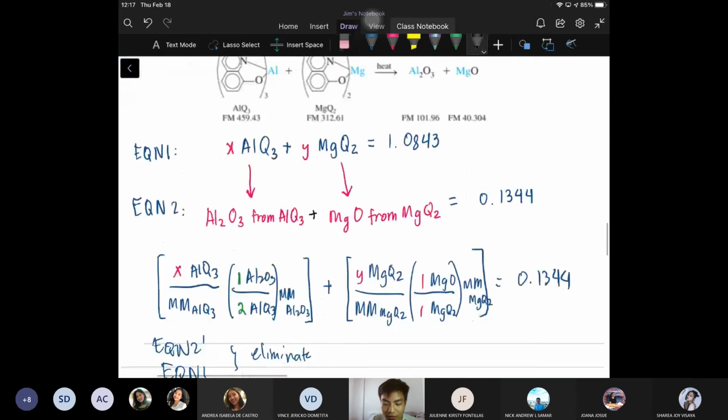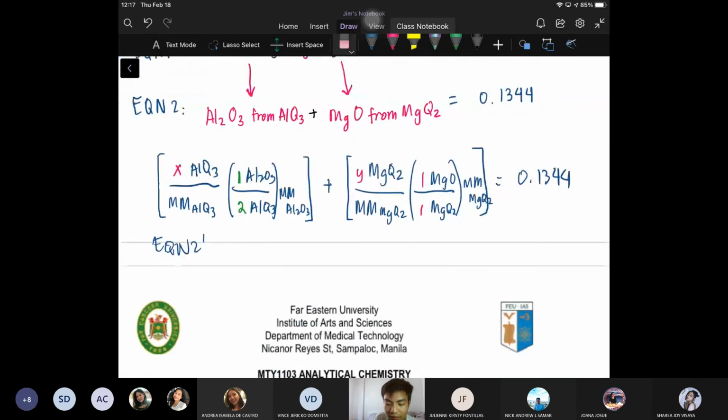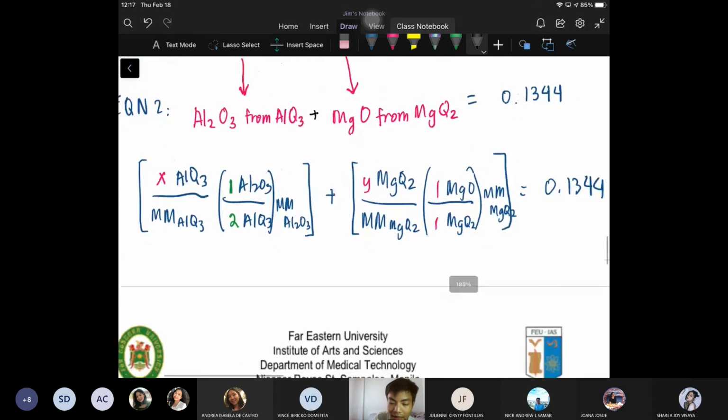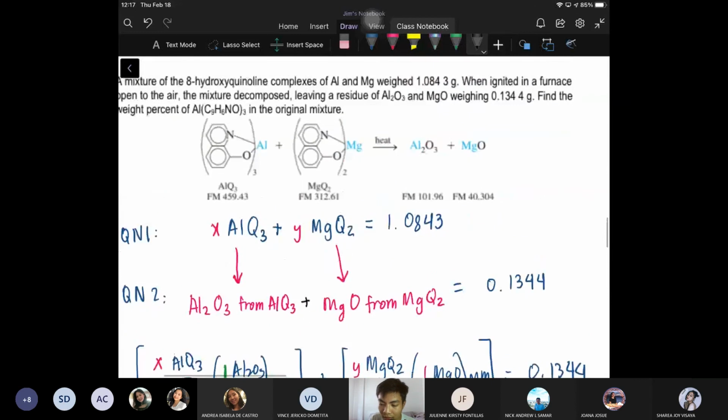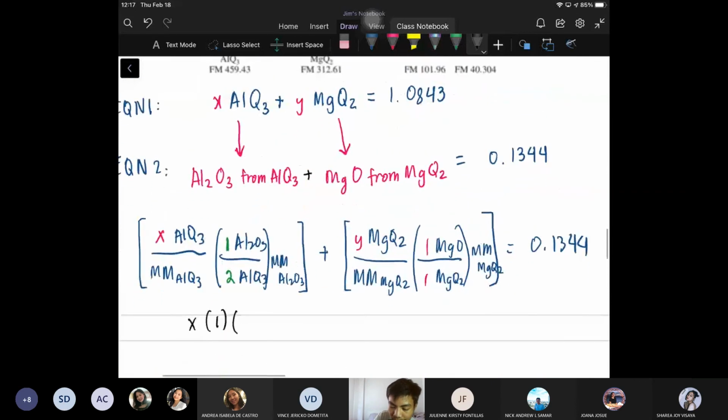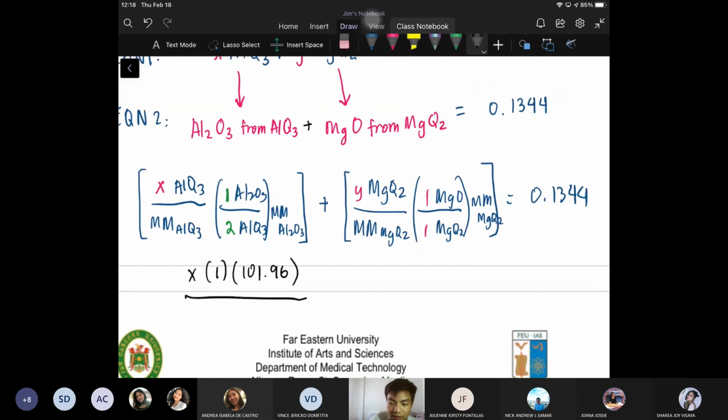So bigyan ko na kayong kickstart dito sa number 4 natin. Para algebra na lang yung gagawin nyo. Then, ulitin nyo na lang uli yung steps. No? So, dito tayo sa left side, no? ALQ3. So, you have x times 1. Yung mga nasa numerator, kopyahin natin, ha? Itong molar mass, nasa numerator yan. Okay. Molar mass ng aluminum oxide, 101.96, sabi doon.